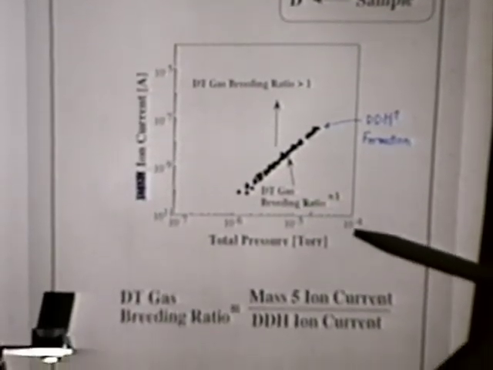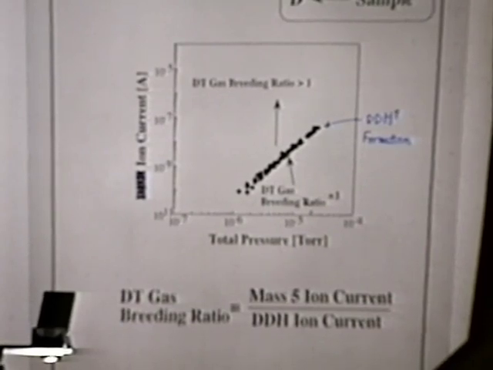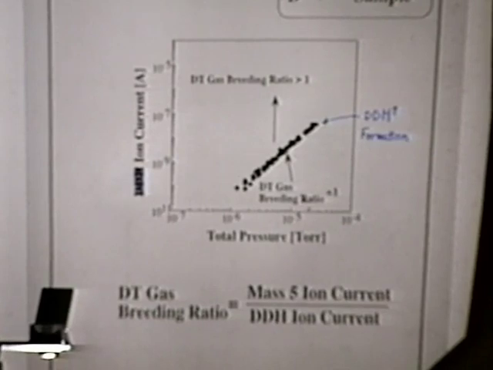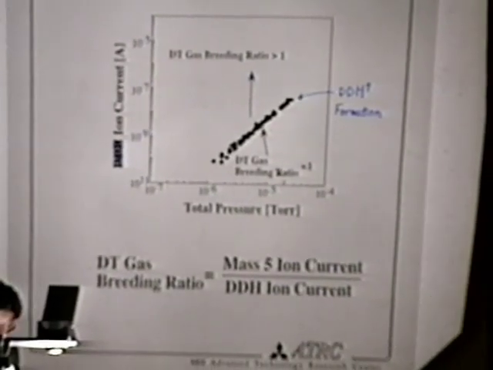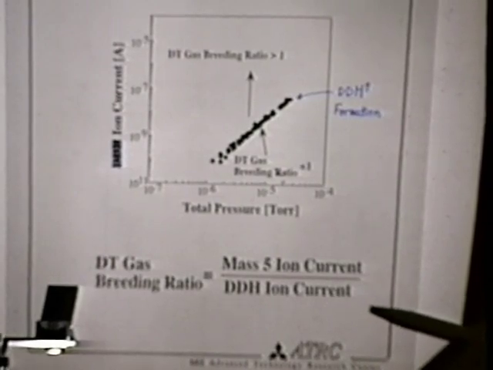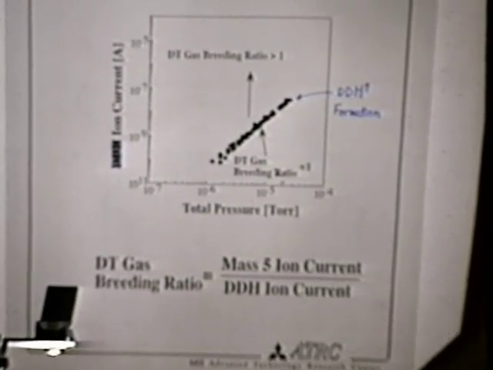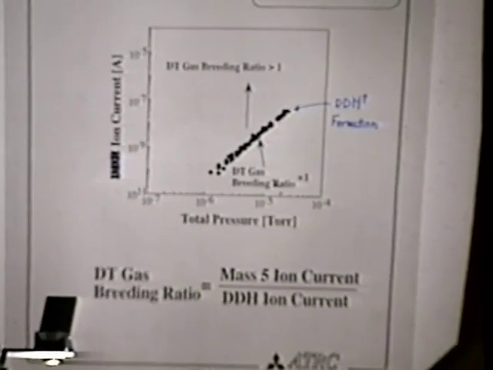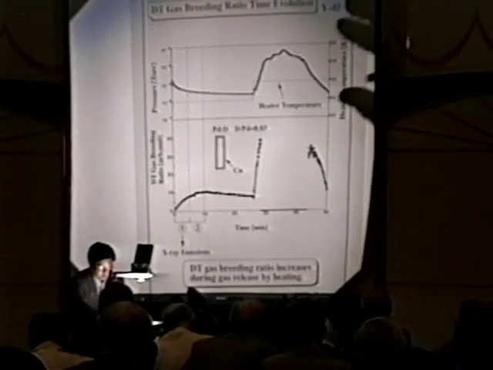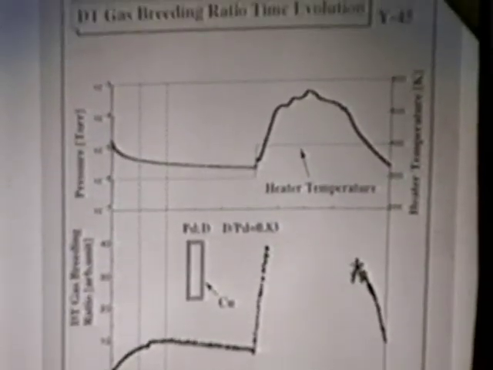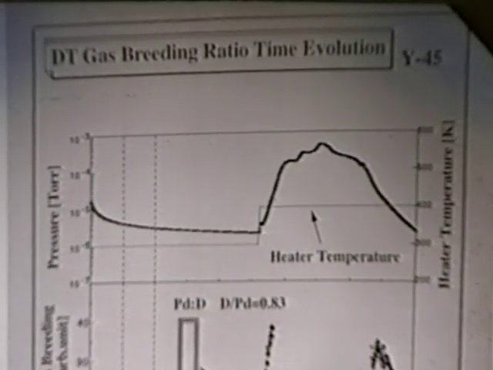This is the data of DDH formation in our vacuum chamber. The horizontal axis means the total pressure and the vertical axis the ion current. We define the DT gas breathing ratio as the ratio of mass number 5 ion current to DDH+ ion current. If the DT gas breathing ratio is larger than 1.0, we are able to consider that DT gas is generated. With the breathing ratio, we can demonstrate tritium production detected by mass spectrometer.